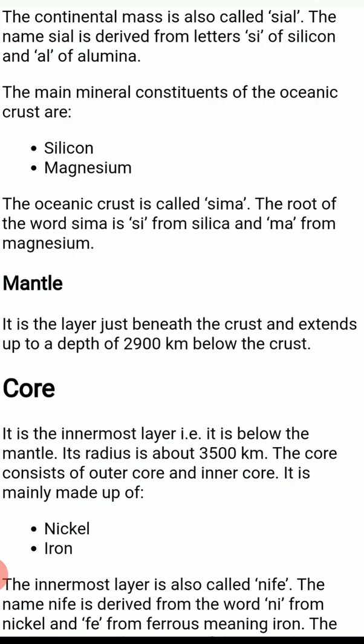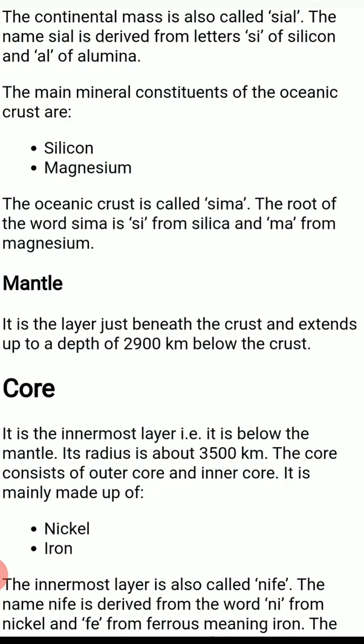Between the crust and the core, there is the mantle, and the last layer is the core. It is the innermost layer. It is below the mantle. Its radius is about 35 kilometers. If you are right now at the mantle level, it is 29 kilometers, and if you go to the deepest part, it is 35 kilometers.